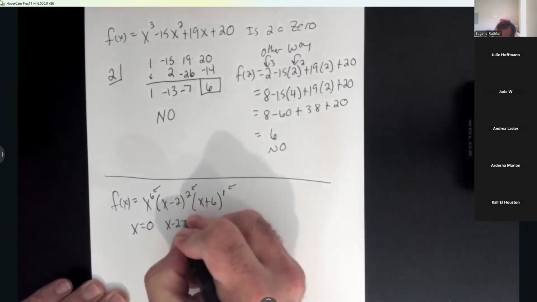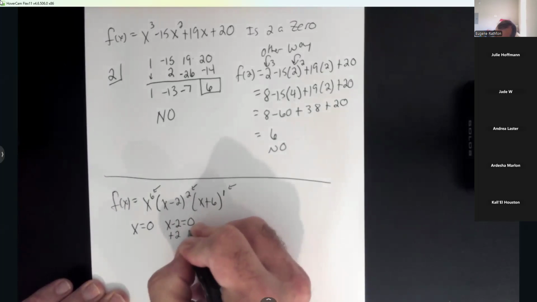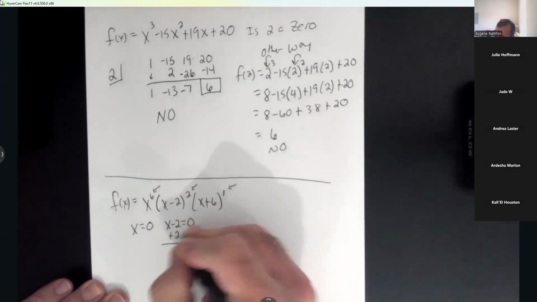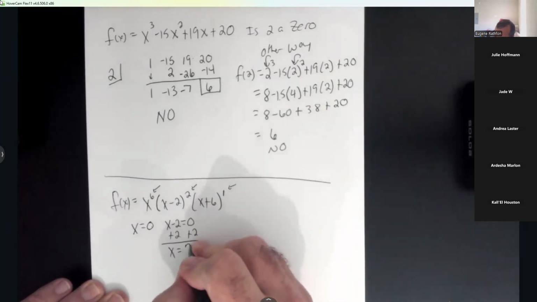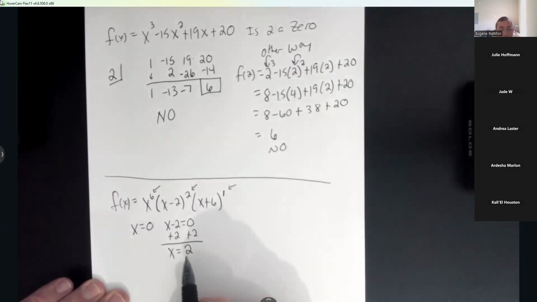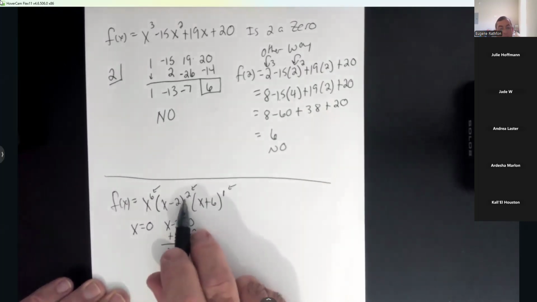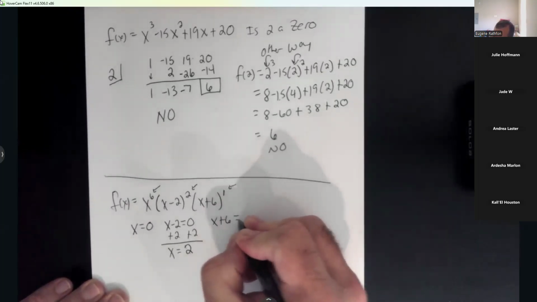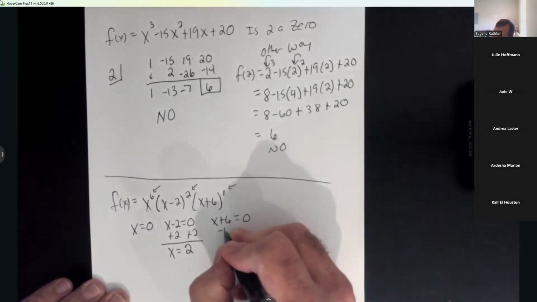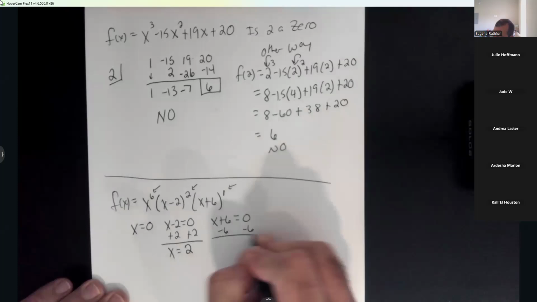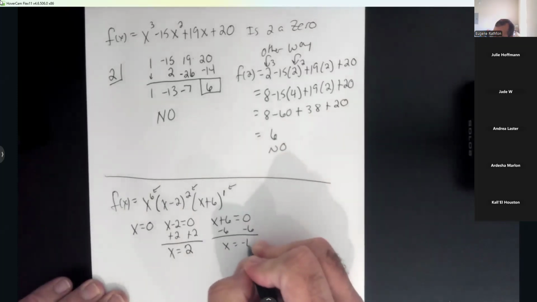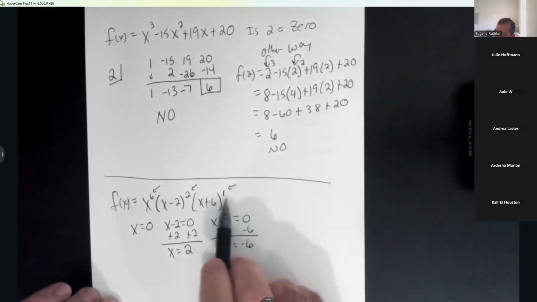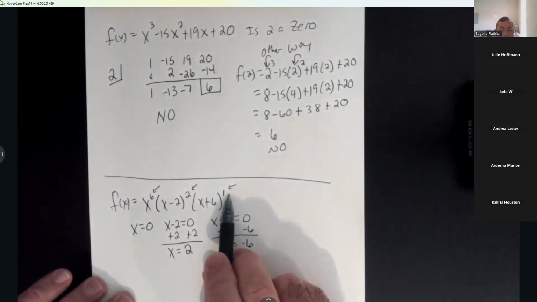Then I set the x minus 2 equal to 0 and solve it. I'm just going to add 2 to both sides, and I get x is a positive 2. So the zero of 2 has a multiplicity of 2. And my last one, set x plus 6 equal to 0. Solve that one by subtracting 6 from both sides, and I get x is a negative 6 with a multiplicity of 1.